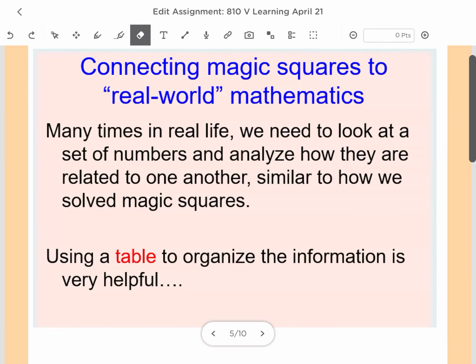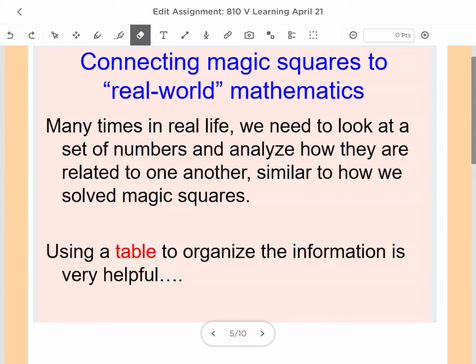So looking on the next slide, we're going to start connecting this to some things that you would actually see in real world.